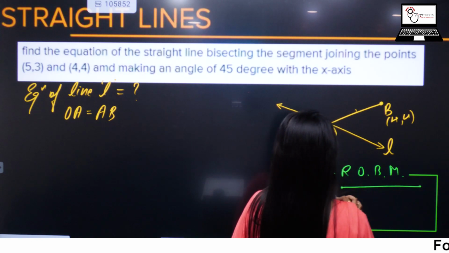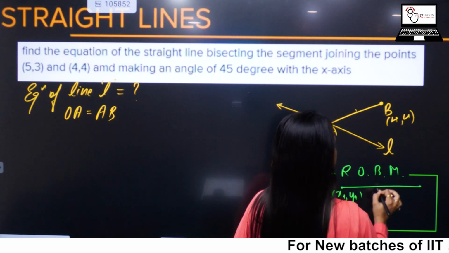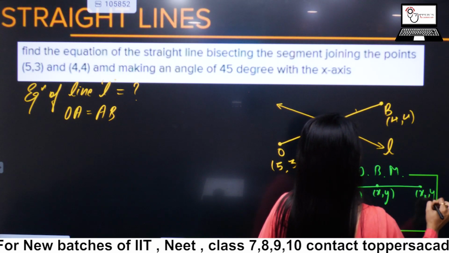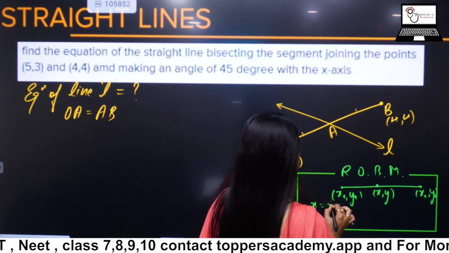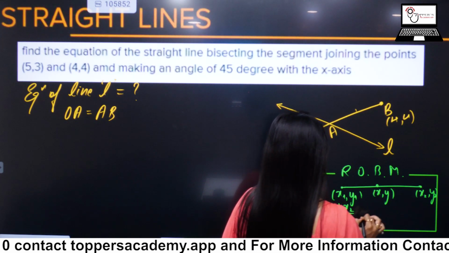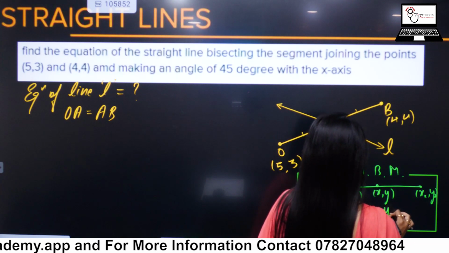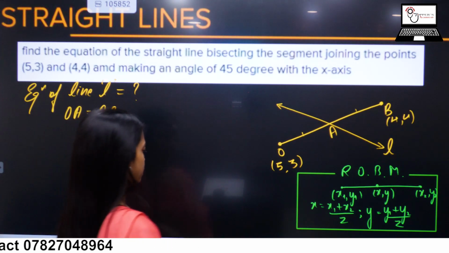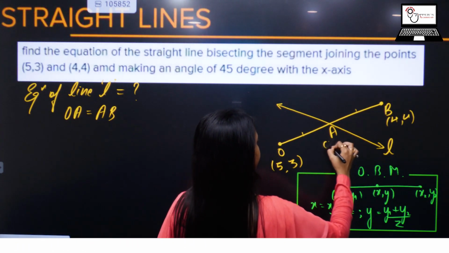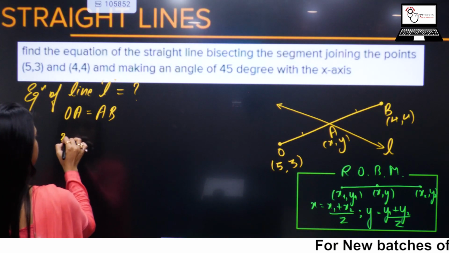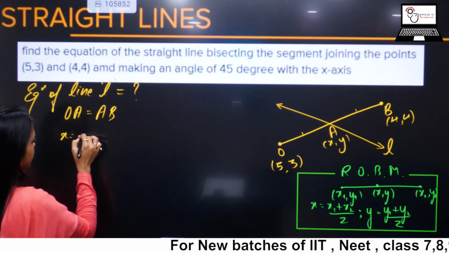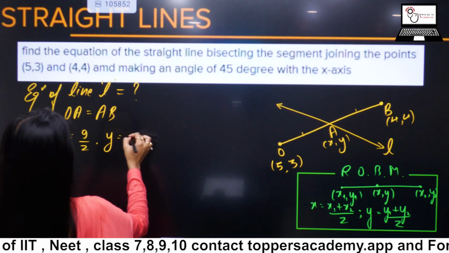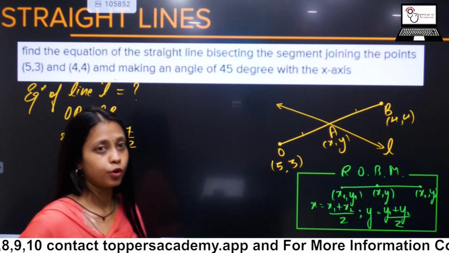If you have (x1, y1), and (x, y) in the middle is the midpoint, and then you have (x2, y2), then x is given by (x1 plus x2) by 2, and y is given by (y1 plus y2) by 2. So x is given by 5 plus 4, which is 9 by 2, and y is given by 3 plus 4, which is 7 by 2. This is your midpoint.